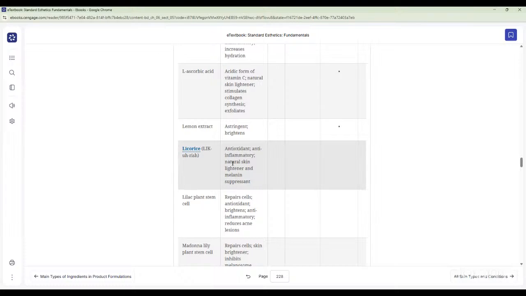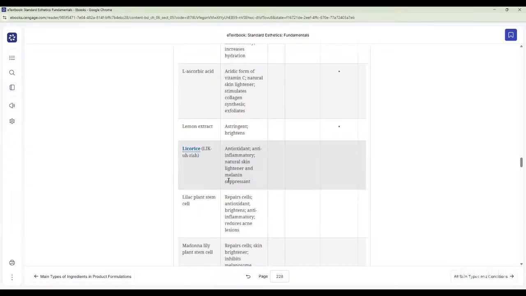Okay. And so I love ascorbic acid. I love lemon extract, using them together. Lemon extract is an astringent and it brightens. Vitamin C is a skin lightener. It stimulates, it builds collagen, and it helps with the reproduction, regeneration of the skin, and it lightly exfoliates. Absolutely love it. Okay. A lot of people do not know that you can use licorice.